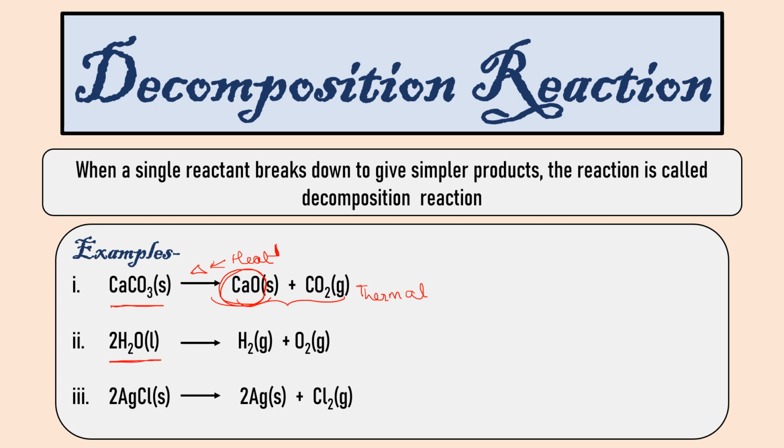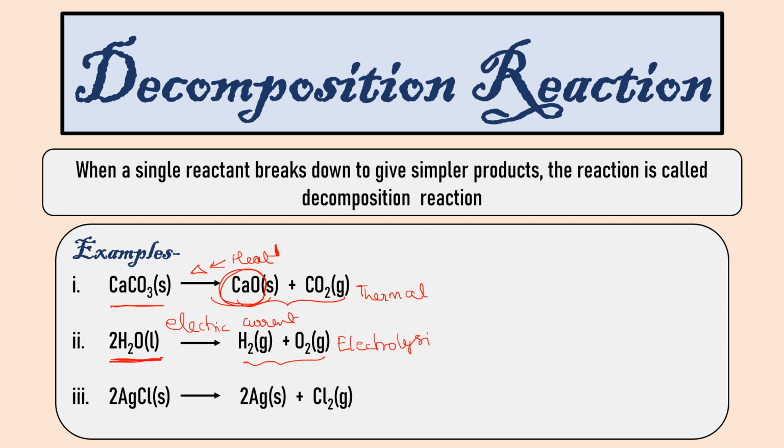Second example is one single reactant, that is H2O, water, breaks into 2 products, hydrogen gas and oxygen gas. Now this breaking of water takes place in the presence of electric current. So over this arrow we will write electric current. Here I have less space, so it's going out, but it should come over the arrow only. Now, since it's taking place in presence of electric current, such a decomposition reaction is known as electrolysis.